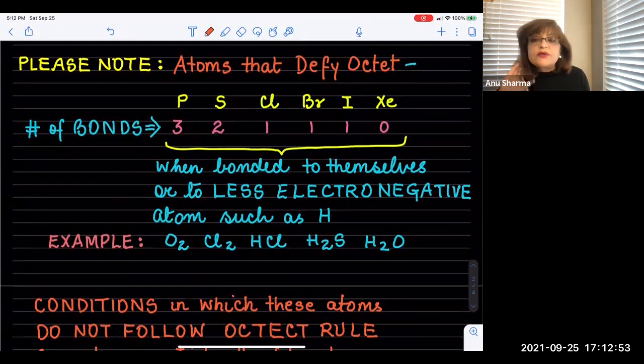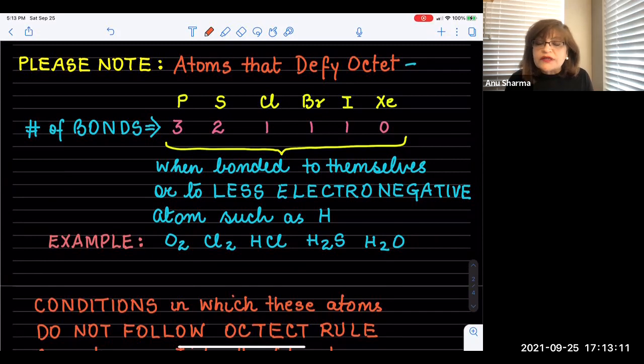Because we don't see the atoms. We cannot see the atoms. We cannot see the molecules. We cannot see the bonds in between the molecules. And here we are talking about the Lewis dot structures, right? And we always say, oh, this is correct. This is not correct.